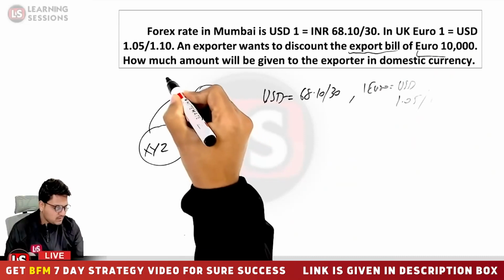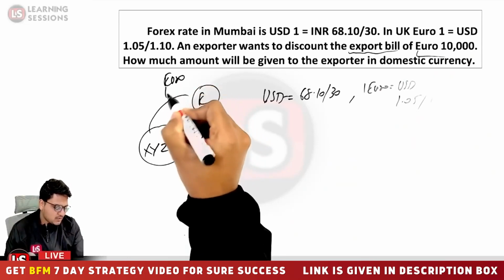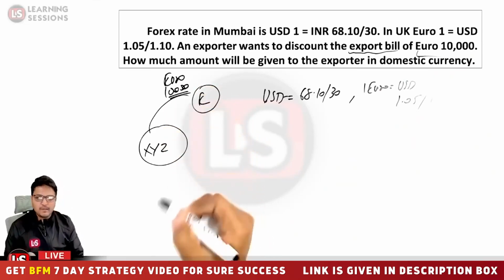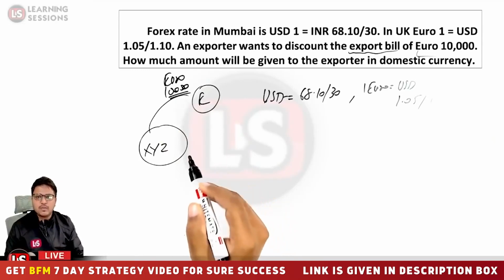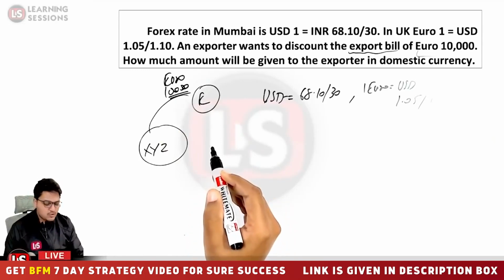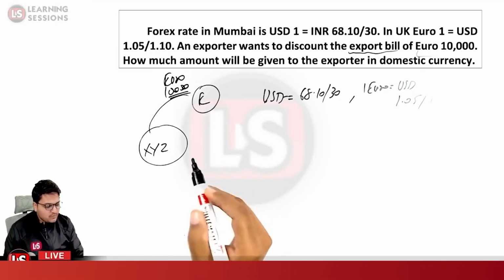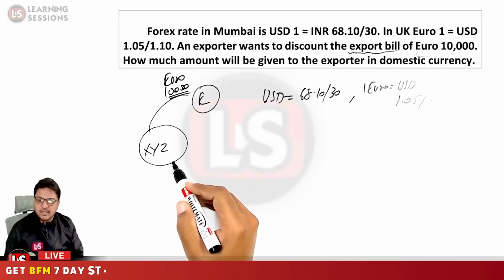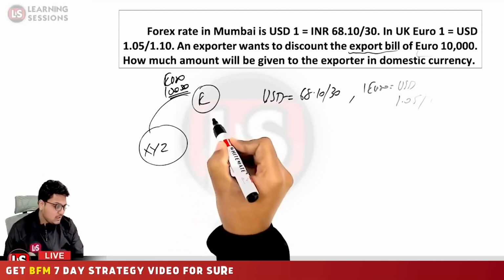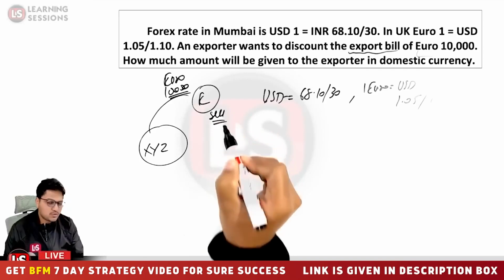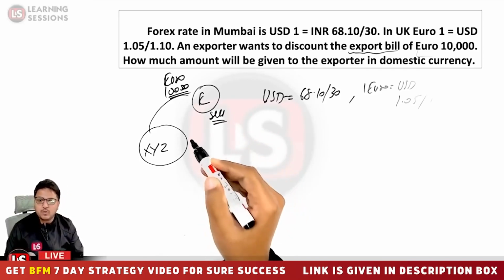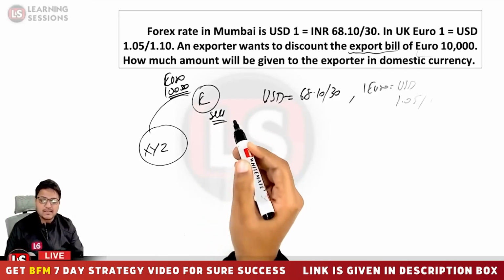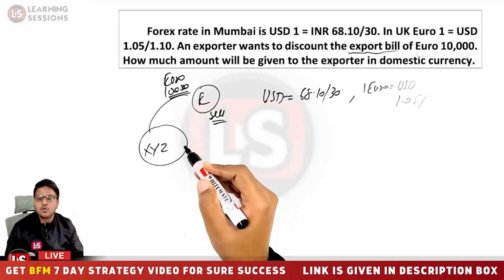So this is the bill which is in euro, that is Euro 10,000. And further it is now to be discounted. Now the exporter wants to sell this bill to XYZ. In case of euro, he wants to sell the euros. At what price will he be able to sell the euro? At a price at which the bank is ready to buy.